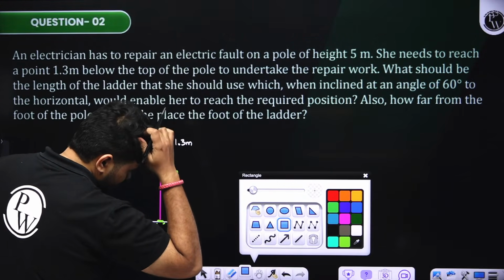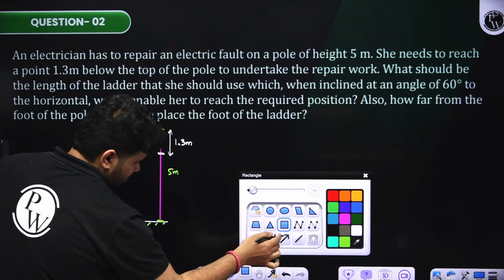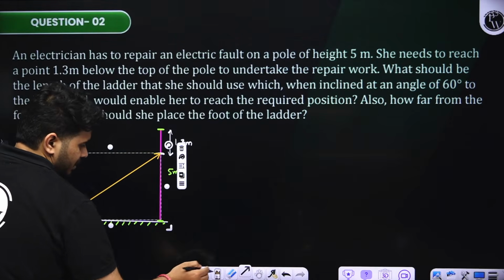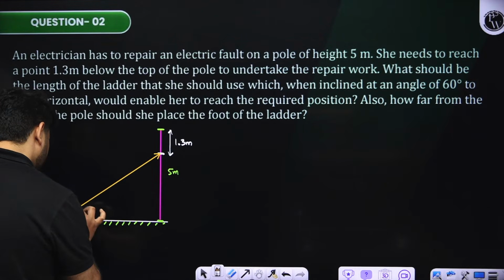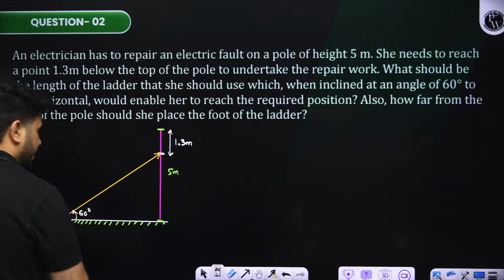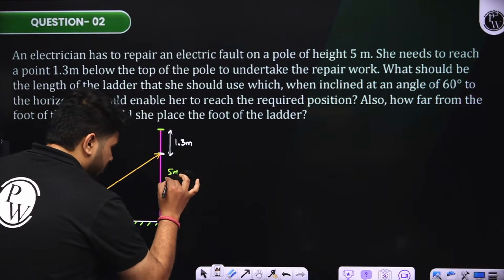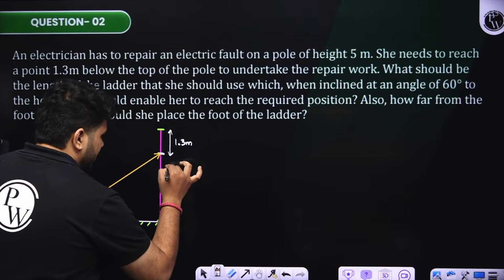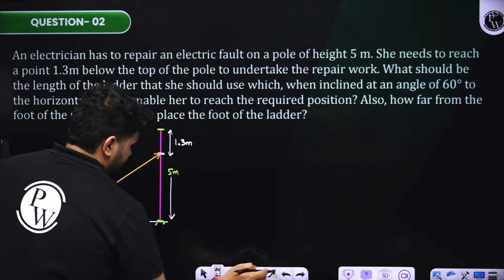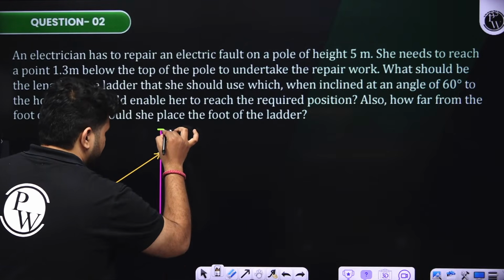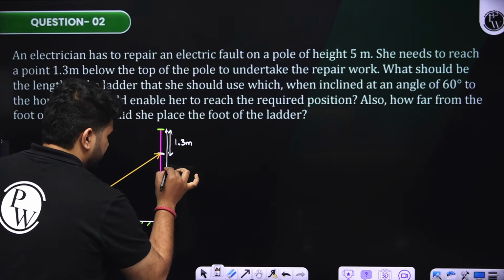There is a ladder over here which she needs to place, making an angle of 60 degrees. Correct? Also they are telling that the total height of the pole is 5 meters. Remember that, don't get confused. The total height of the pole, from this point to this point, is 5 meters.